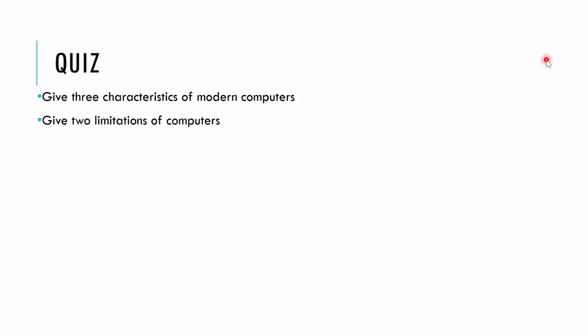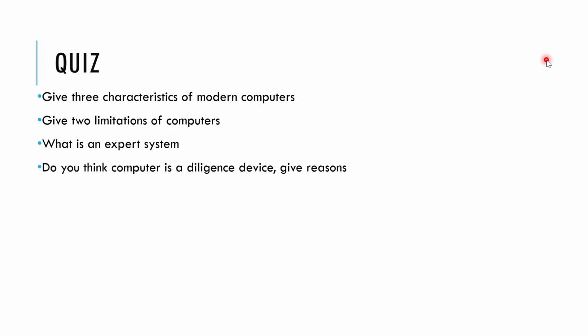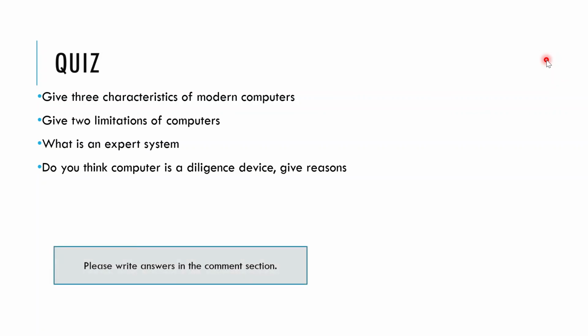Students, let's discuss the quiz section. The first question which I have for you is give three characteristics of modern computers. The next one, give two limitations of computers. The next one, what is an expert system? And the last one which I have is, do you think computer is a diligent device? If yes, give reasons. Students, if you know the answers to these questions, please write in the comment section. The answers to these questions we will discuss in our next video.